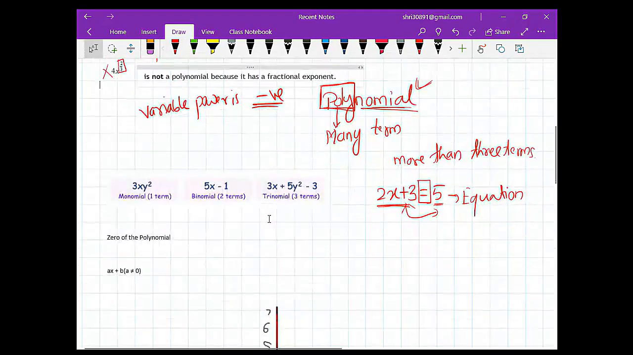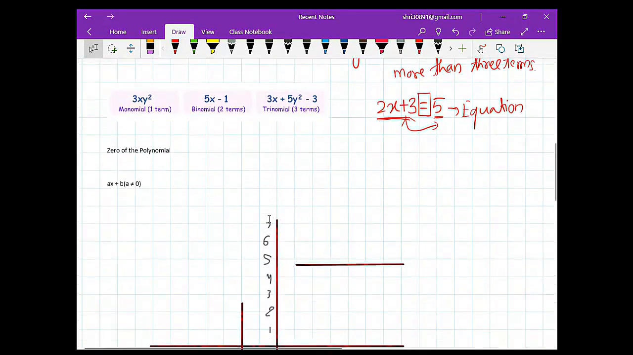Then coming to know again the examples. Monomial, that is a single term.